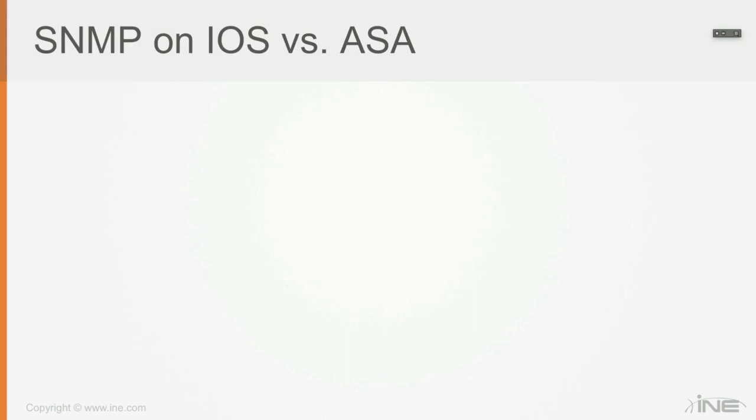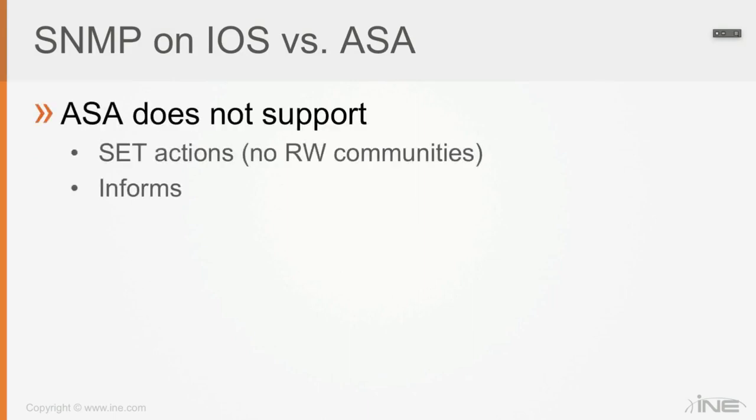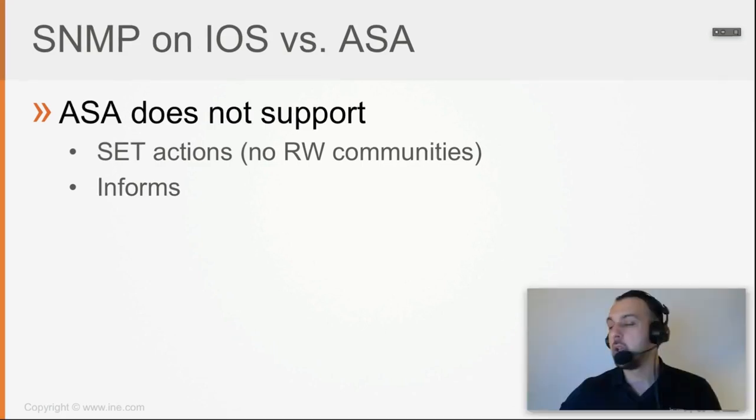Now, a couple of differences between IOS and ASA. ASA does not support set actions, so no read-write communities. It's a built-in design of the ASA. It's meant for security reasons, because we don't want somebody accidentally managing the ASA via SNMP to change the configuration.